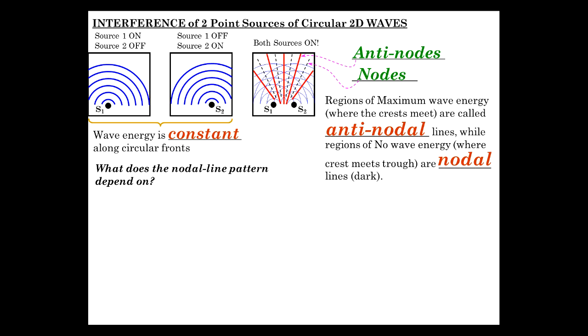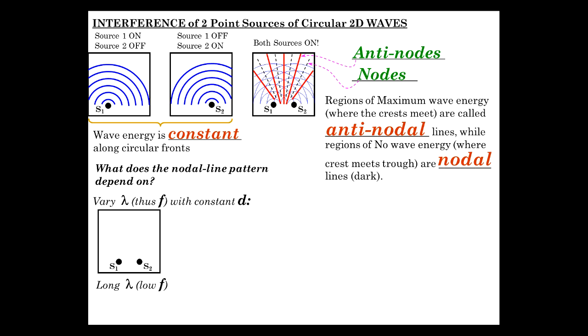Now, what does the nodal line pattern depend on? You could even say antinodal line. But what makes that pattern change? Well, let's vary the wavelength of these circular fronts. So I'm going to make them farther apart or closer together, but a constant separation distance between them. Constant d, constant distance between the sources.